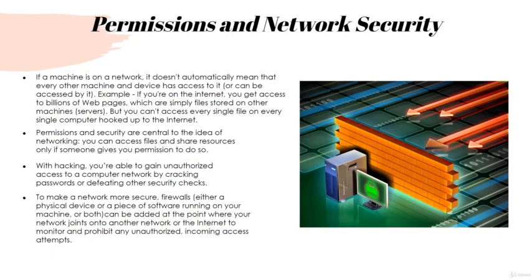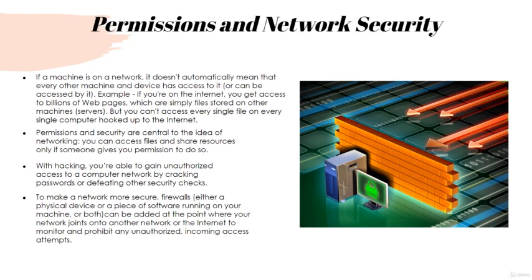And so now let's go over the permissions and network security. So here's the thing, when it comes to machines being on a network, they're all connected. However, just because they're all connected, it doesn't automatically mean that each device is going to have access to the other one. The only way that you're going to be able to get access to the information on the other computer or device is if you're given access to that information.